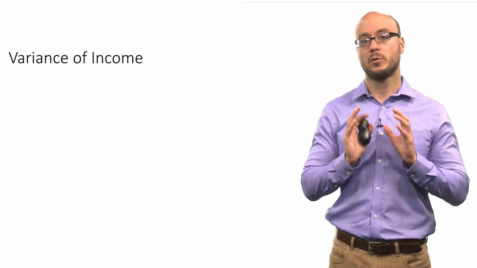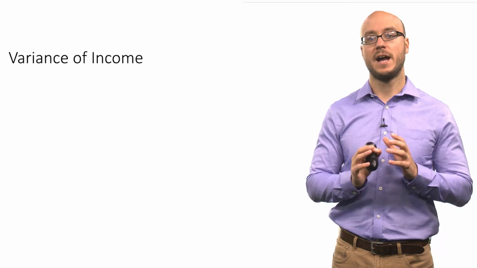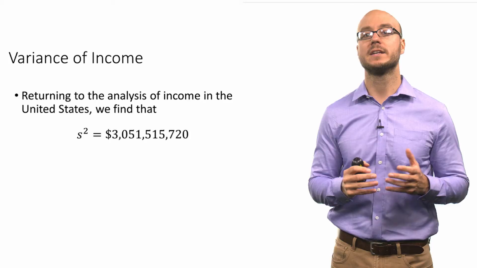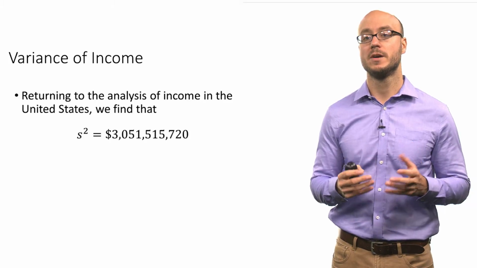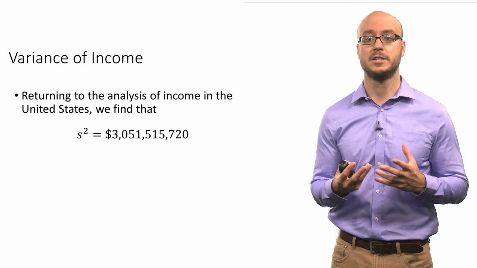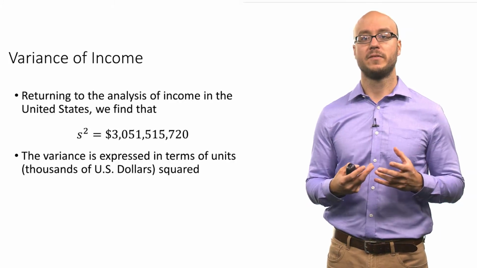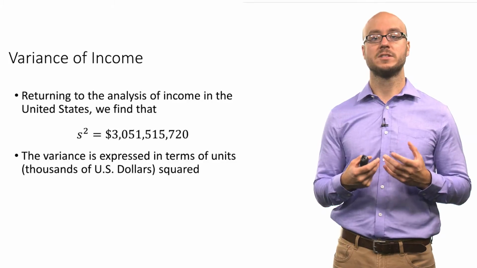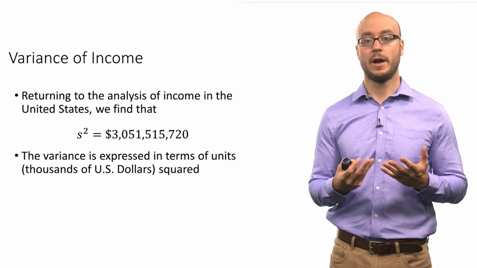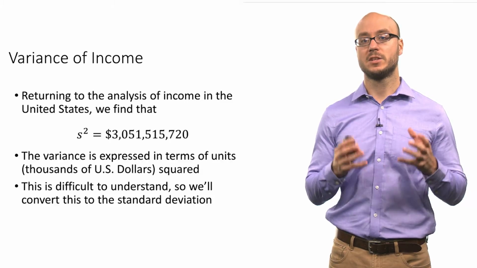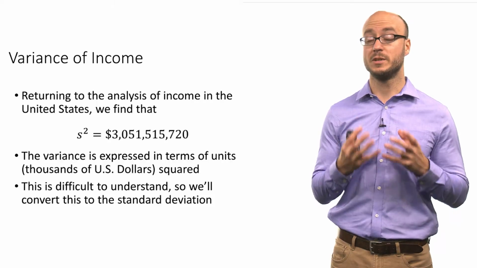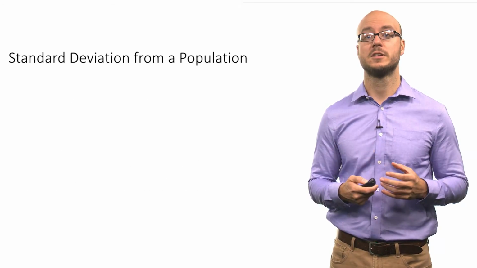So if we return to our income data, we find that the sample variance, S squared, is this huge number. And we're calculating the sample variance for our income data because it's actually a sample of a population. This sample variance is expressed in thousands of US dollars squared. So we're looking at dollars squared. This is difficult to understand, so that's why we like the standard deviation, because the standard deviation will be expressed in US dollars and not US dollars squared.